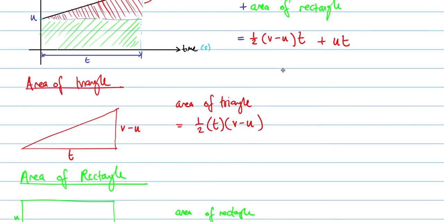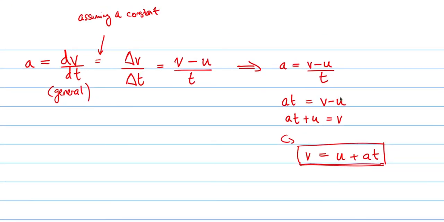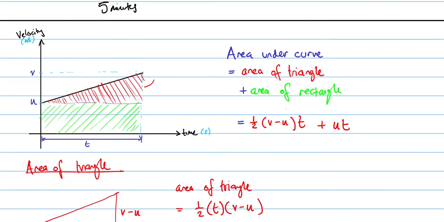And so what we can do is we can sub this v minus u, v minus u is equal to at, into this v minus u over here. So essentially we get half at, that's what it was, plus ut. And of course we can just simply write this as half at squared plus ut.